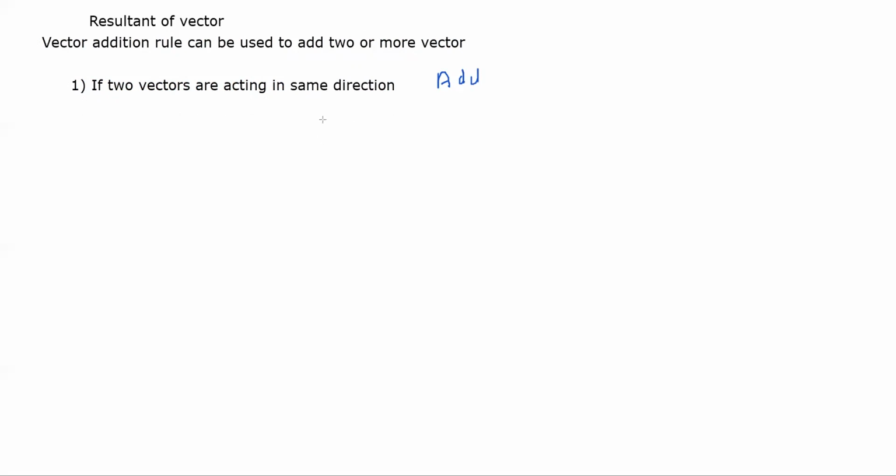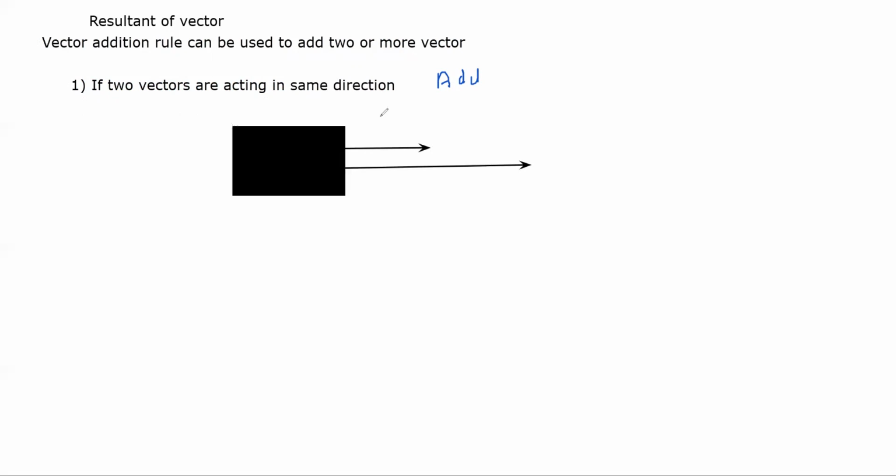So an object experiencing a force of 30 Newton and 70 Newton, and I want the resultant of these two vectors because they are acting in the same direction. To get the result, it will be 30 plus 70, which is equal to 100 Newton, and that is towards the right-hand side. It's 100 Newton towards right. That's the resultant of these two vectors.